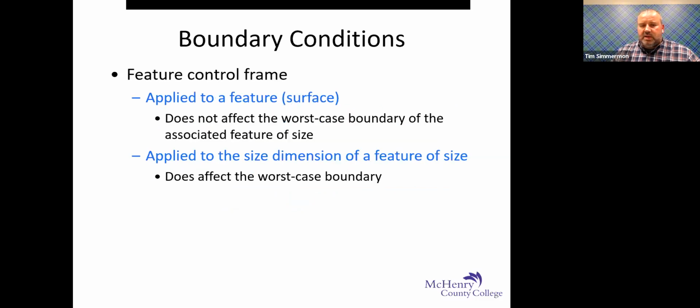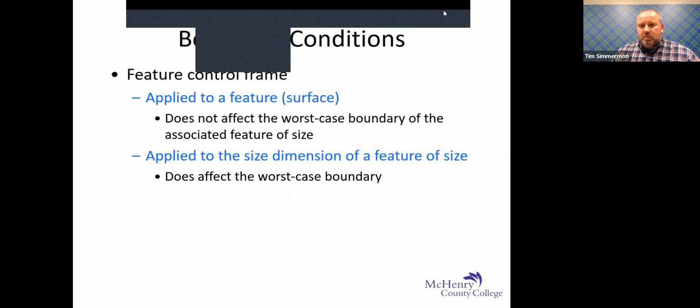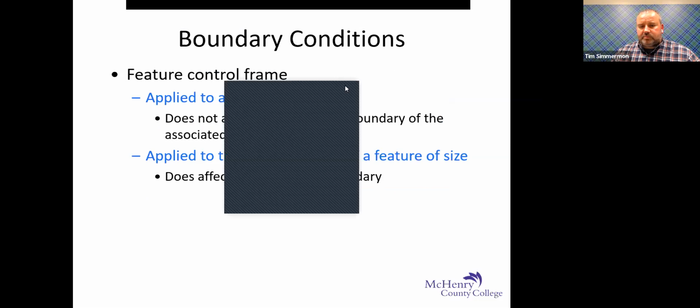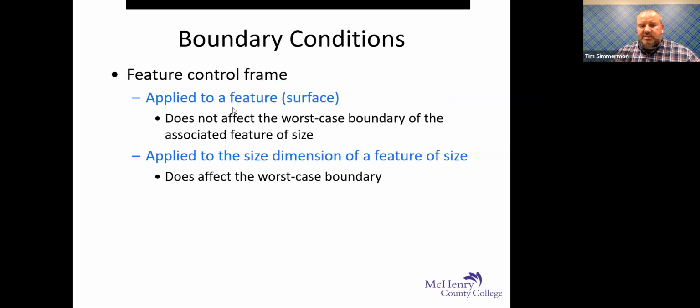Skip over those. The feature control frame, again, as we talked about, where does it apply? It applies to a feature, and it applies to a size dimension of the feature depending on where it's located on the drawing. It does not affect the worst case boundary of the associated feature size if it's applied to a feature, but it does affect the worst case boundary if it applies to a size dimension of the feature. So again, is it attached to the dimension or attached to the extension line? That changes the way we interpret it, and this plays into that as well.